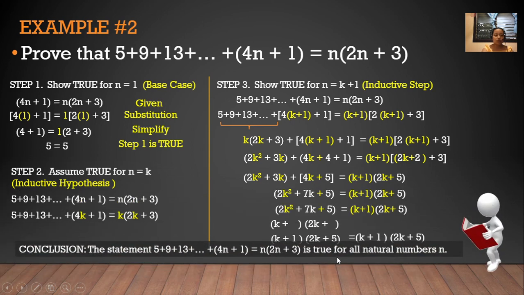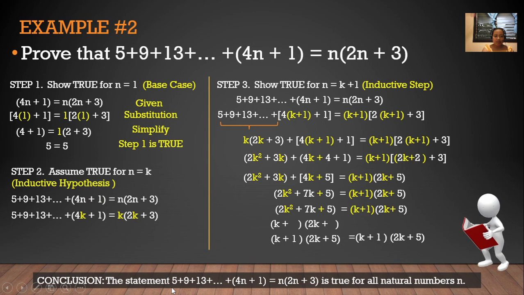Now let's go for the conclusion. The statement 5 plus 9 plus 13 plus ellipsis plus 4n plus 1 is equal to n times the quantity of 2n plus 3 is true for all natural numbers n.